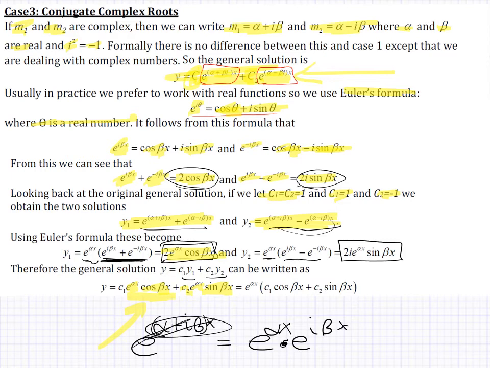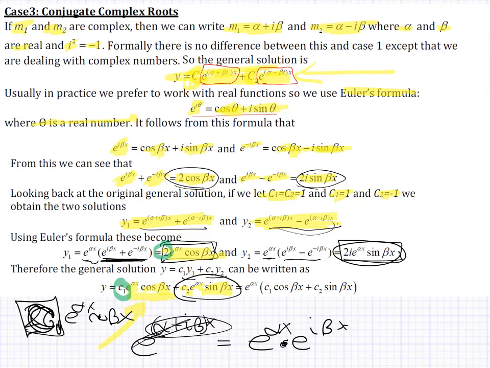Well, the 2 got embedded inside this c1. 2 is a constant. c1 is a constant. So if I wrote this as 2 c1 e to the alpha x cosine beta x, we could. But since this is all one big constant, we're just going to call that whole thing c1. And then everyone goes, well, what about y2? y2 looks like this. And so this right here should be c2 times 2i e to the alpha x sine beta x.